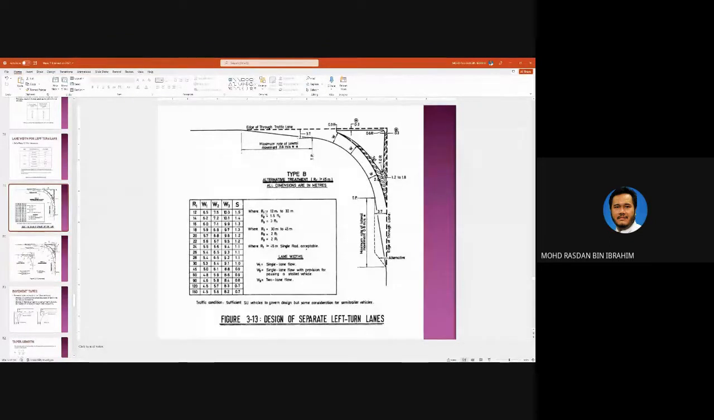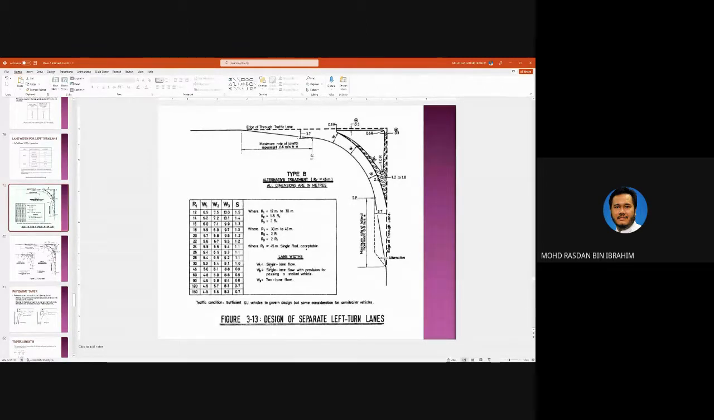Where R1 is between 12 to 30 meters, R2 must be 1.5 times of R1. So it depends. So 30 meters times 1.5 is 45 meters. So it depends on the length of R1. Where R1 is 30 to 45, R2 is twice R1. So if R1 is 30 meters, R2 should be 60 meters radius. If R1 is more than 45 meters, single radius is acceptable, meaning that the entire curve here consists of only one radius.